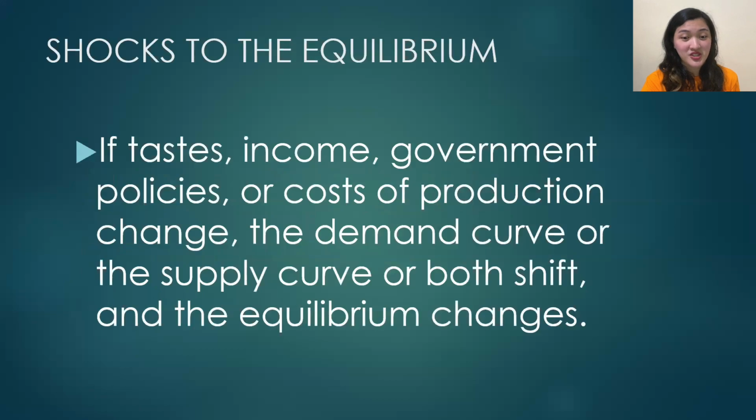What do we mean by a shock? Simply put, a shock is anything that causes the demand curve or supply curve to shift. And these shifts happen when one of the key variables we usually hold constant changes. Things like consumer taste, income levels, government policies, or even production costs.